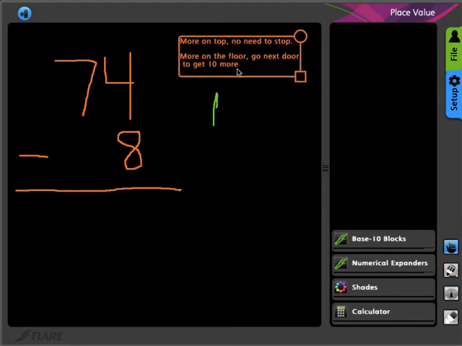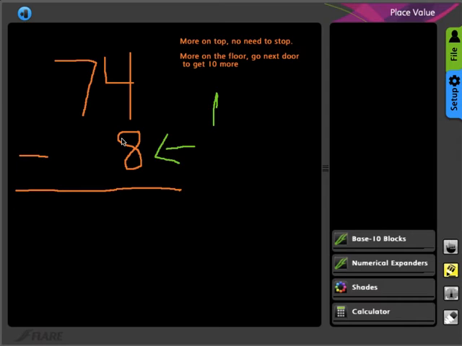So when our problem says more on the top, no need to stop, it's talking about the first numbers we're subtracting. So the first thing we're looking at is 4, take away 8. Can we take away 8 from the number 4? We can't, right? So let's look at this. More on the floor, go next door to get 10 more. There, the bigger number is right here, okay? More on the floor. The floor is the bottom, so there's more on the bottom.